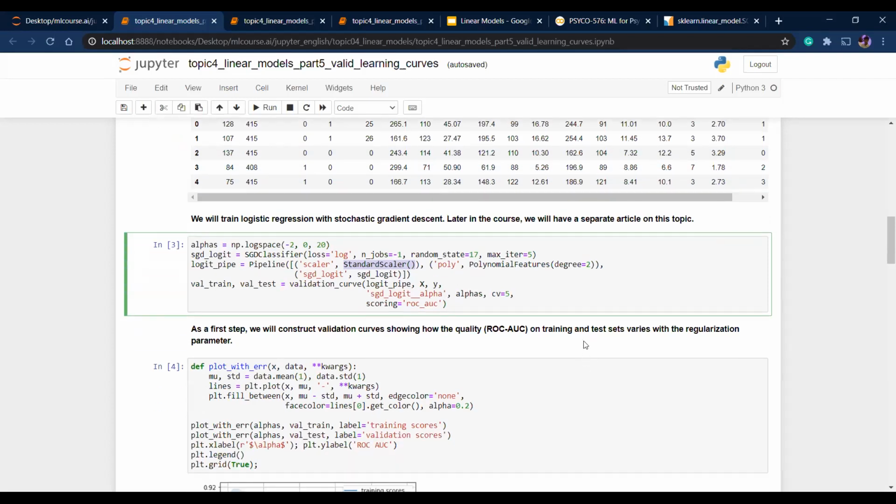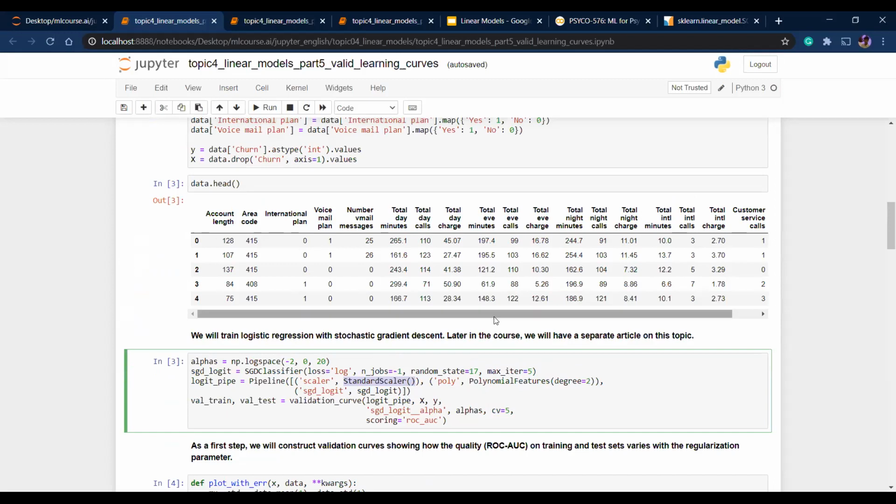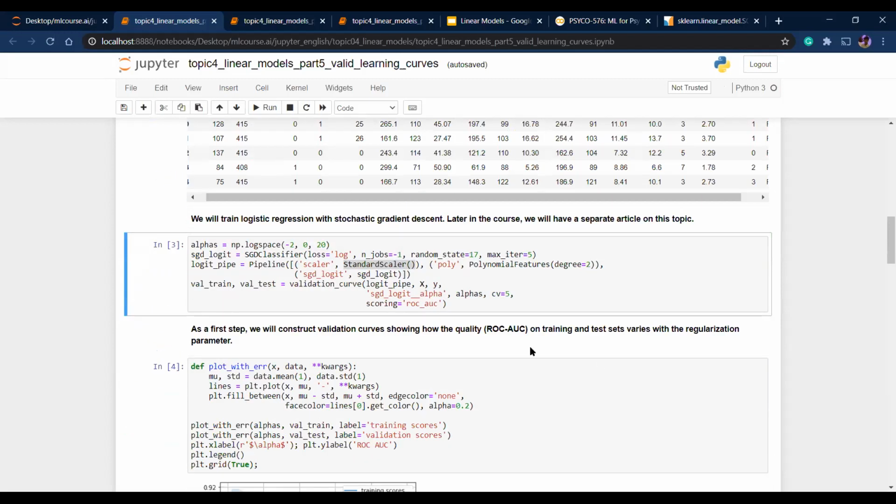Okay. And again, we do polynomial features of degree 2 because we want a more complex model. And SGD logit is the stochastic gradient descent classifier, which is the classifier. So first scale the data, augment the data set by creating more features, and feed it into the logistic regression class. And then we create a validation curve. So we take the logit pipe, which is this pipeline. We feed the X and Y data. And depending on the alphas, or this log space, or what is this?